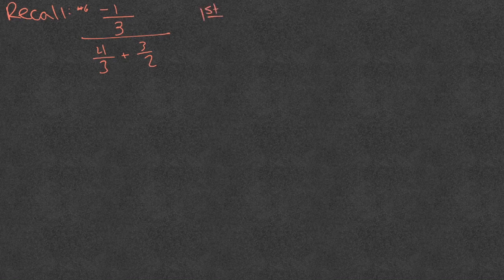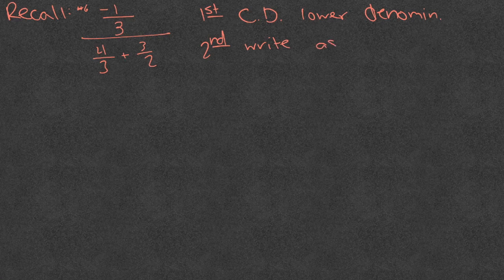So your first step is get a common denominator of the lower denominator. Then solve that, and then your second step is to write it as a division problem. And your third step is, as some people say, flip and multiply. Some people say invert and multiply. I say multiply by the reciprocal, okay? So that's what we were doing in those problems.